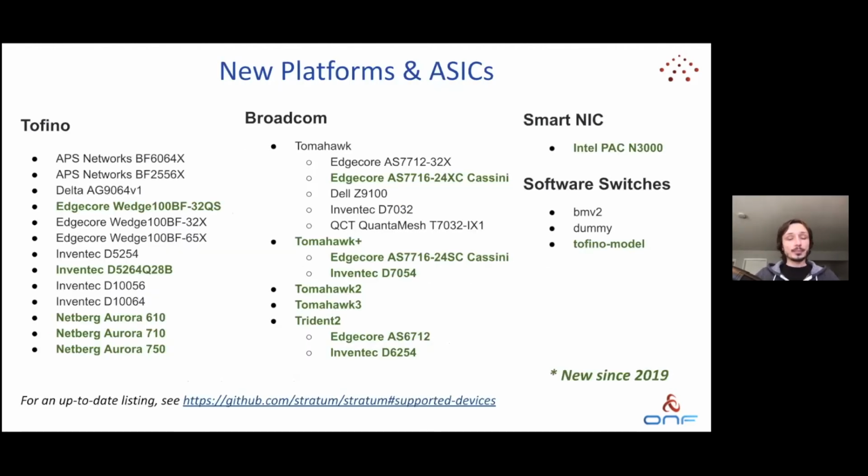Okay, let's see what new platforms and ASICs we added. As you can see, the list is quite extensive at this point, and everything in green is what we added since 2019. I think I can highlight 2 boxes here. That is the Cassini, the long-range transponder Brian talked about, and we continue to add more Barefoot devices like the Edge Core Wedge 100BF QS. For an up-to-date listing, you can follow this link at the bottom and see an up-to-date list of that.